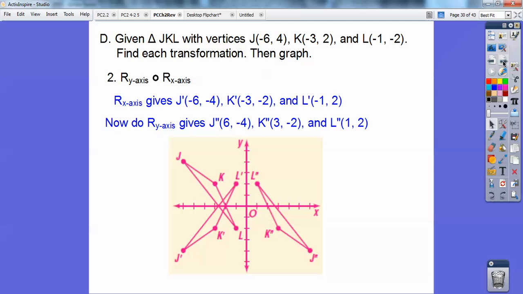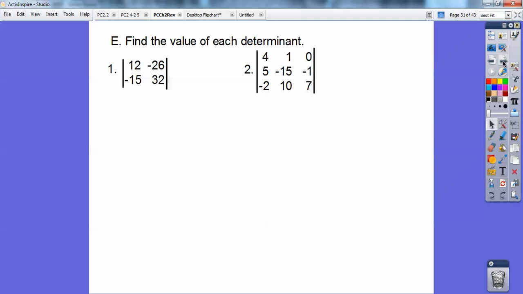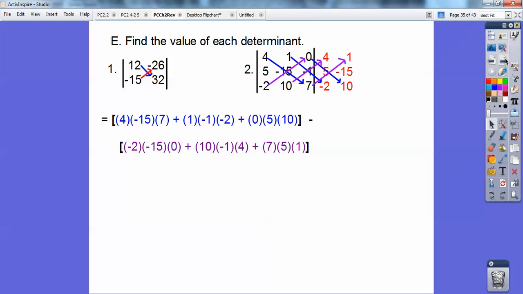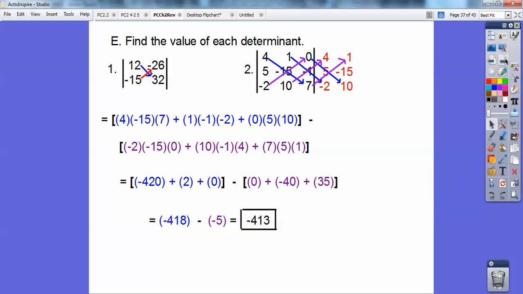Alrighty, now we have some determinants. Find the value of each determinant. Hopefully you're pausing this so you have time to write this down. My students do. I try to make these videos short so you can pause them at your will. For this 2 by 2 we do 12 times 32 minus negative 15 times negative 26. Remember that? Nice and easy. You get negative 6. Number 2, you have to add those first 2 columns, and then we go diagonal. I'm going to go the blue ones first and then minus the purple ones. That comes out to negative 413 when you do all of that.